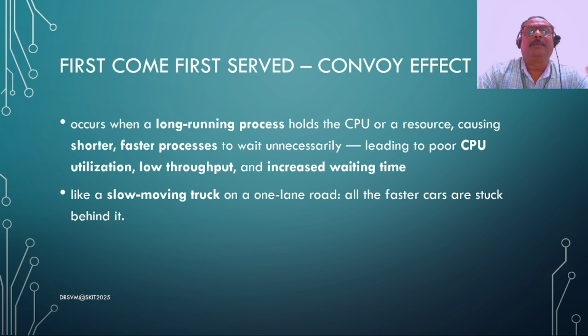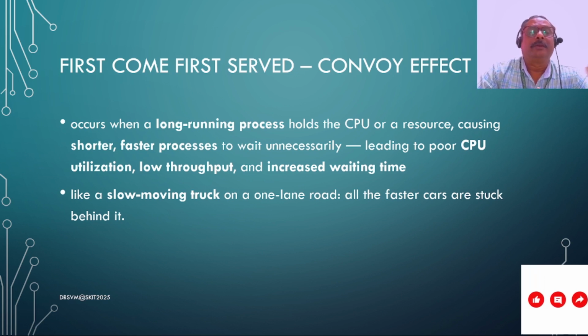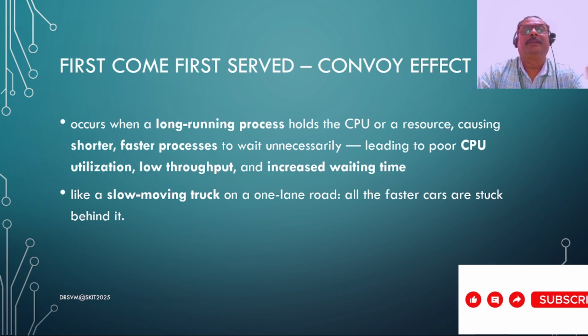So that's one major problem with first come first serve, because whichever comes first will be served first, and if the first job is too long, then each one is going to get affected, and that leads to poor CPU utilization, low throughput, and very high waiting time. So that's about first come first serve. Other scheduling algorithms to follow.